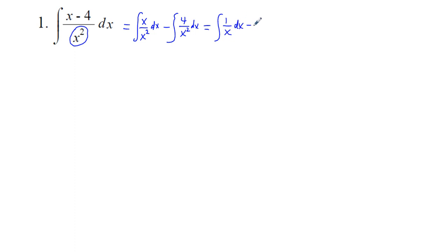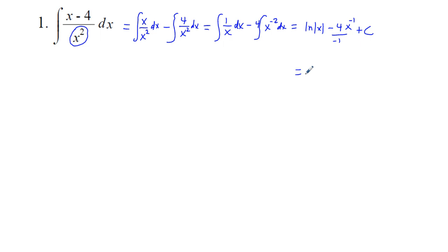Then I'm going to bring this 4 outside: 4 times the integral of 1, and this x squared down here becomes up here x to the negative 2 power. Continuing to the right, the integral of 1 over x dx is the natural logarithm of the absolute value of x, and then minus 4 times x to the power of negative 2 plus 1, which is negative 1, divided by the new power, which is negative 1, plus c.